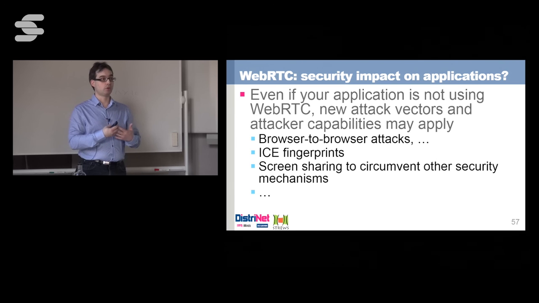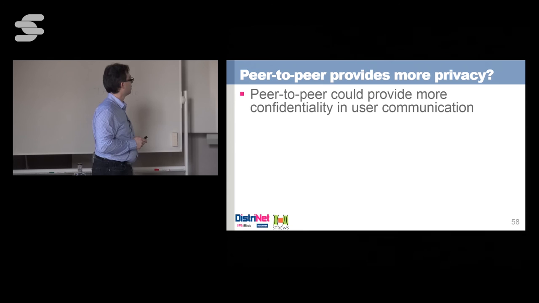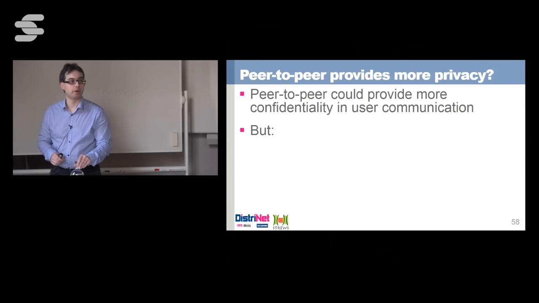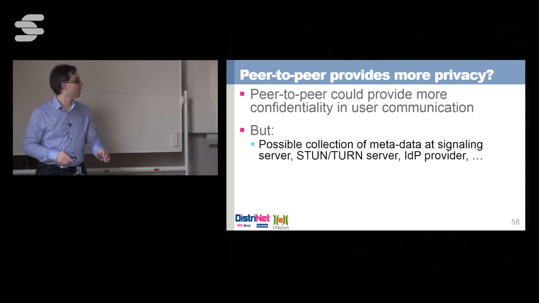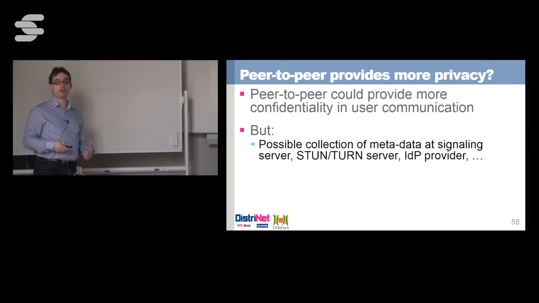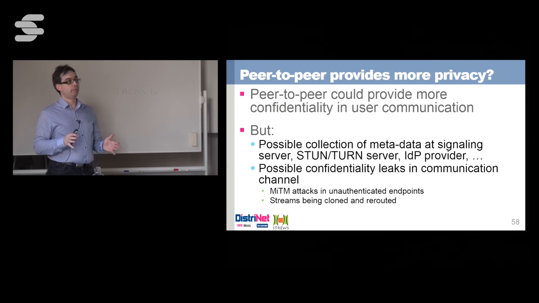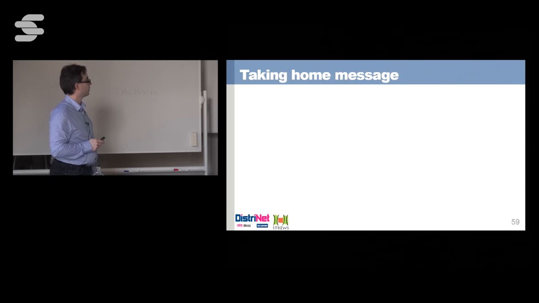Also, if you already have streams or video as part of your application, all of a sudden they can be rerouted to other endpoints without you being notified. Also, when people hear peer-to-peer, they think they get much more privacy, but think about the signaling server being involved in eavesdropping. The IDP can eavesdrop, and a lot of different vendors might see some of the metadata. So peer-to-peer might offer you more privacy, but you have to think about how it is set up before you can actually get that privacy enhancement.